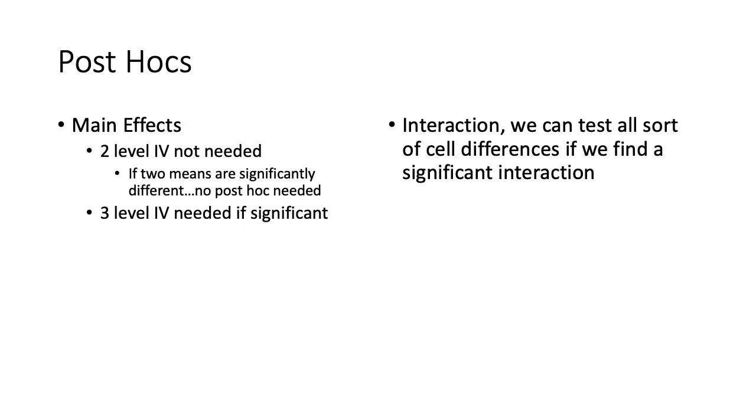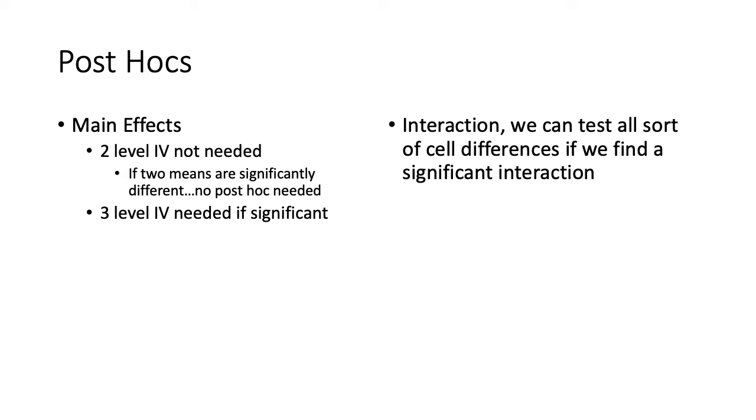Now, post-hoc tests exist in an ANOVA. For main effects, you only run them if you have a 3-level independent variable and it's significant. If you have a 2-level independent variable that's significant, you know which 2 means are different in the population. There's only 2 population means that can be different. So if you have a main effect with 3 or more levels that's significant, you run a post-hoc test.